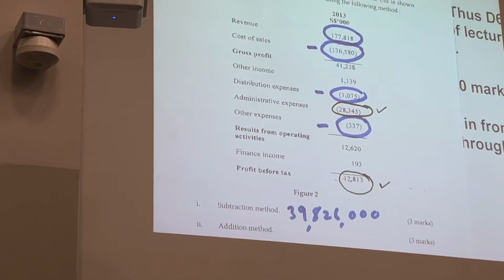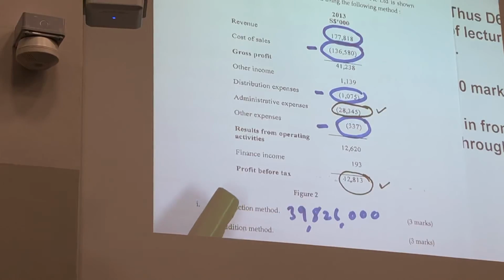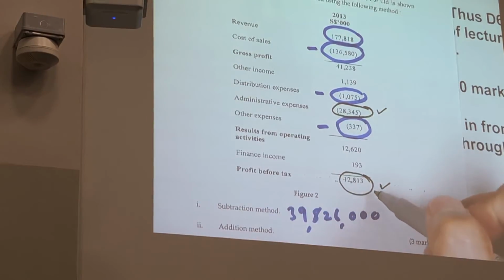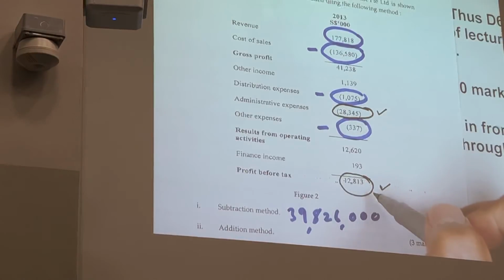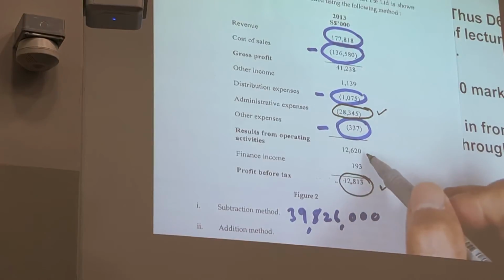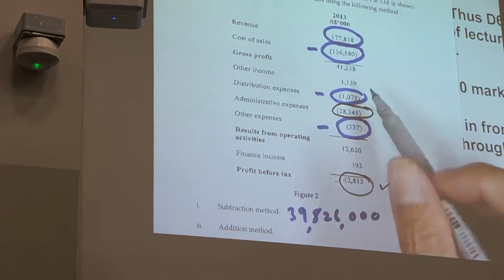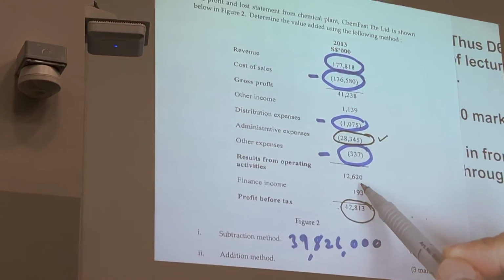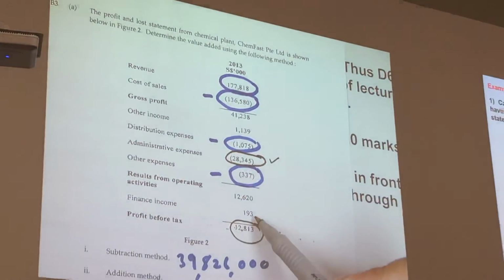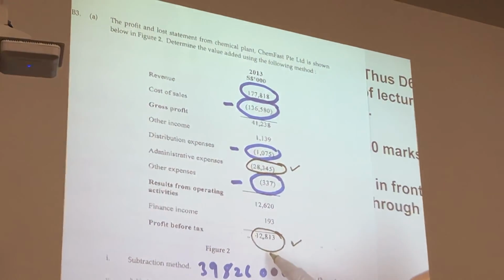But unfortunately, what do we say about profit before tax? How do you get 12,000 here, guys? It's a net, am I right? Here, you draw a line: 41,000 minus away all these expenses, you get this, then you plus this one, finance income, then you get this. So profit before tax.